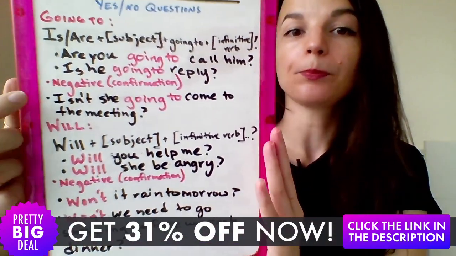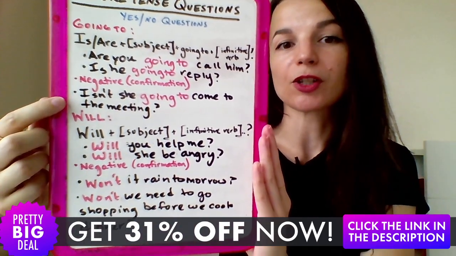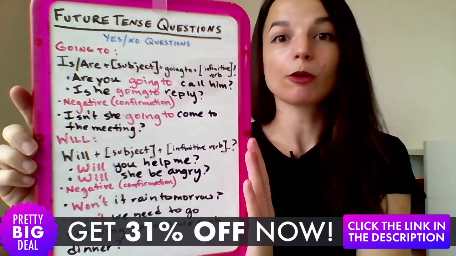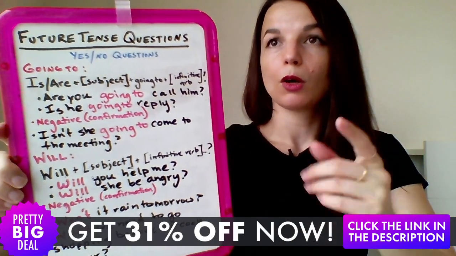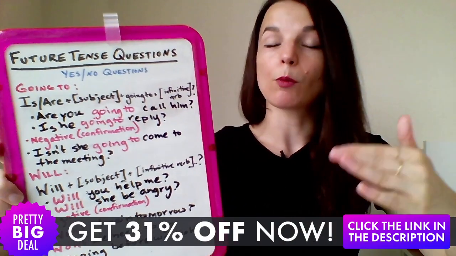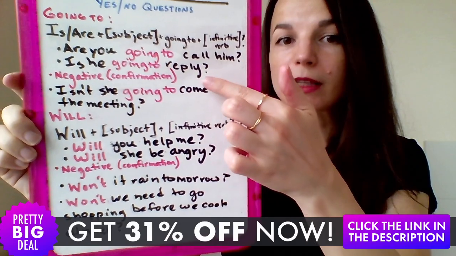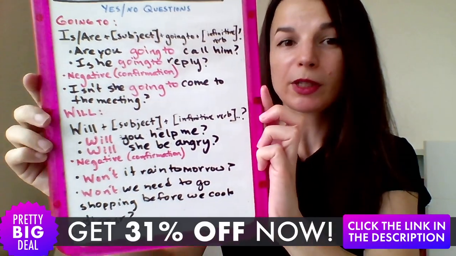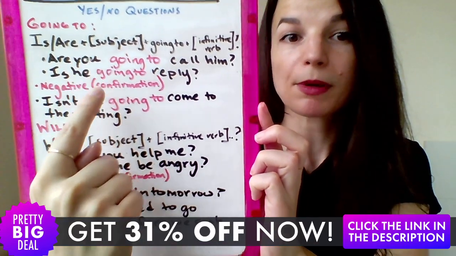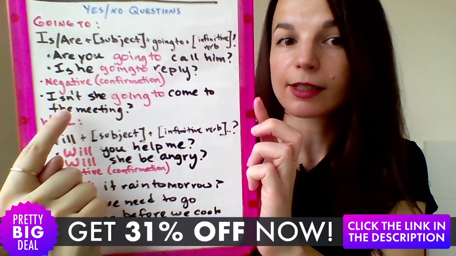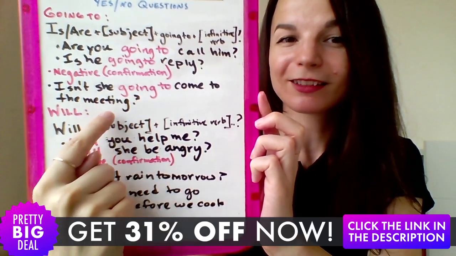I also included here negative patterns. We use negative forms of these questions, same thing down here, for confirmation. So confirmation means we want to check something with the other person. We think something is correct and we want to check. We use a confirmation pattern to do that. That means we use this negative form. What does that mean? That means this part, my is or are part at the beginning, becomes negative. I add not to this. So this becomes, is not she going to come to the meeting? That's what it really means.